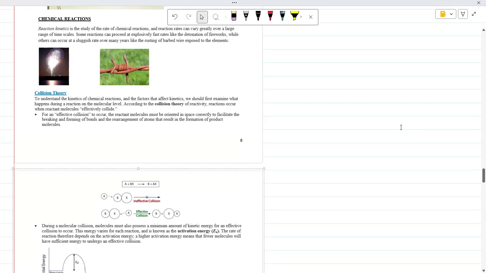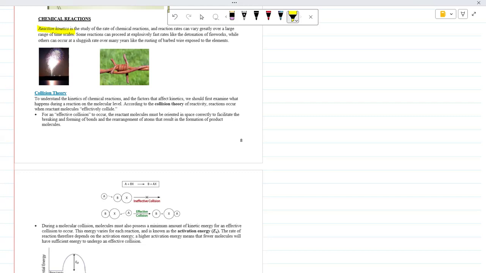Today's lesson, we're going to look at chemical reactions. What are chemical reactions? Reaction kinetics is the study of the rate of chemical reactions. And the reaction rate can vary greatly over a large range of time scales. Some reactions can proceed at explosively fast rates, like detonation of fireworks, while others can occur at a sluggish rate over many years, like the rusting of barbed wire exposed to the elements, right?